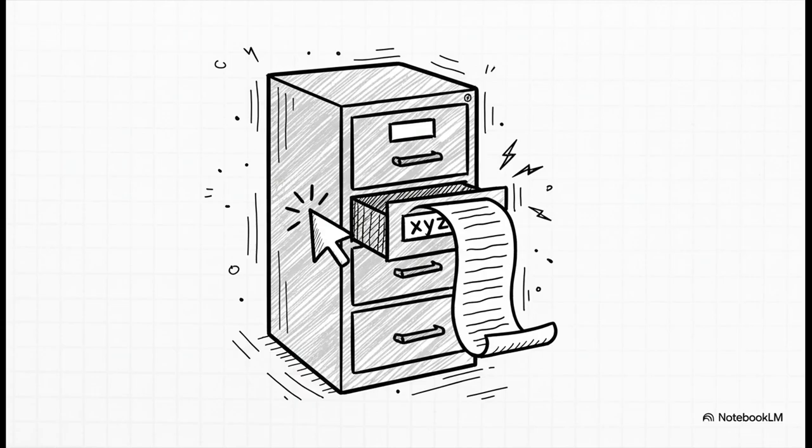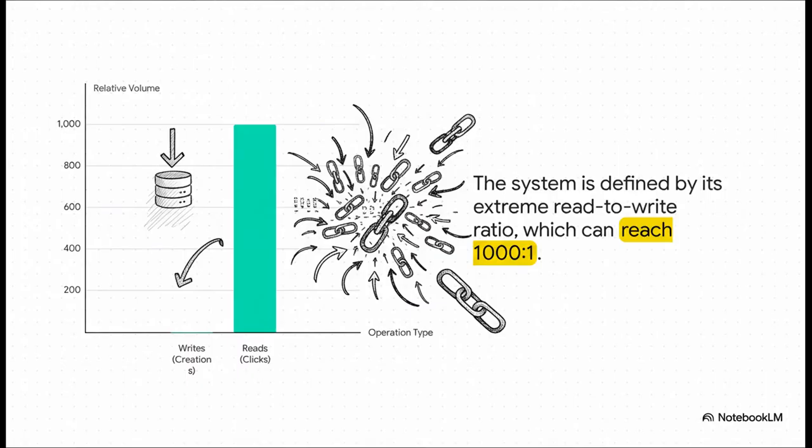When a click comes in, the system has to find that exact folder and pull out the document, all in the blink of an eye. And this, right here, this is the one chart that explains everything about how this system has to be built. Way more people are clicking on existing links, we call those reads, than are creating new ones, which are writes. We're talking a ratio that can hit 1,000 to 1. The entire system has to be designed around this extreme imbalance.